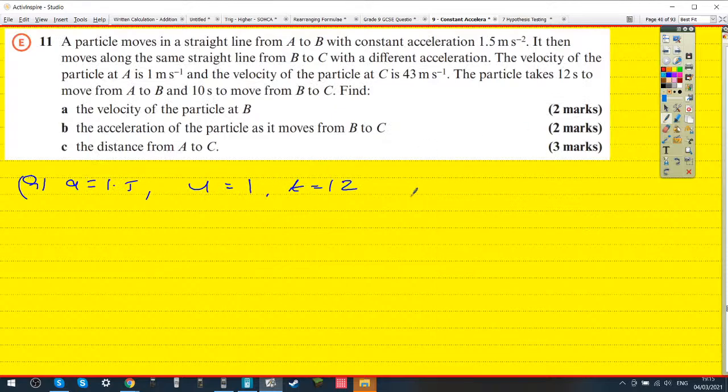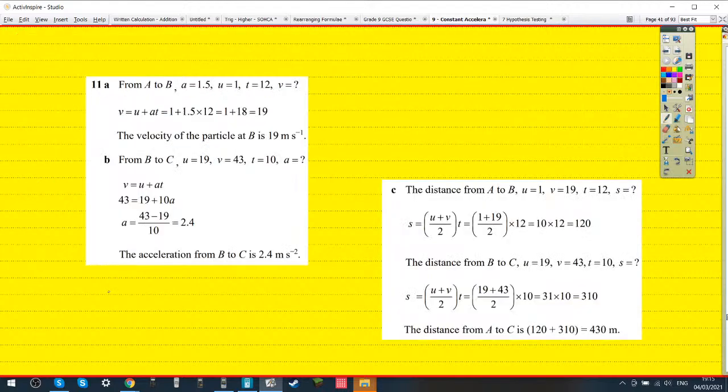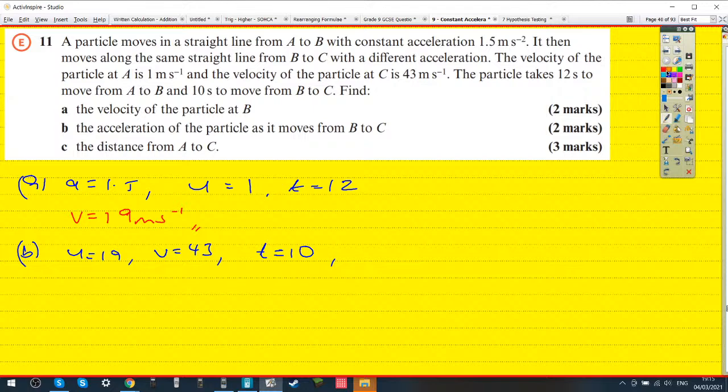Okay, part B. You do initial velocity, which is 19, final velocity, which is 43, and then time is 10 seconds. Yes, and what I was checking there is that you would use the V of A as the U of B. Yeah. And then, let's see, 2.4, and then C.